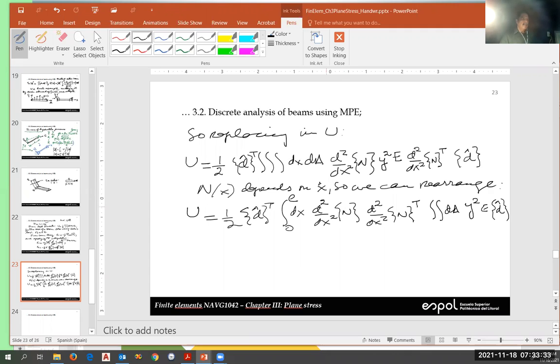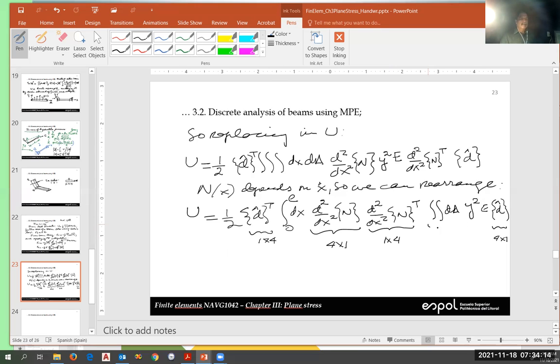Let's see. This is a vector, so it's going to be 4 times 1. This is a row, so it's going to be 1 times 4. Okay, this is a vector, 4 times 1, and this is a row, 1 times 4. As a result, you'll see that this part here will give you a 4 by 4 matrix.